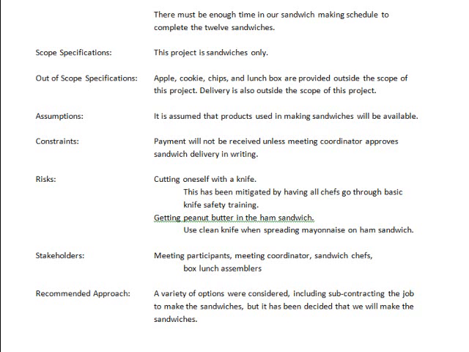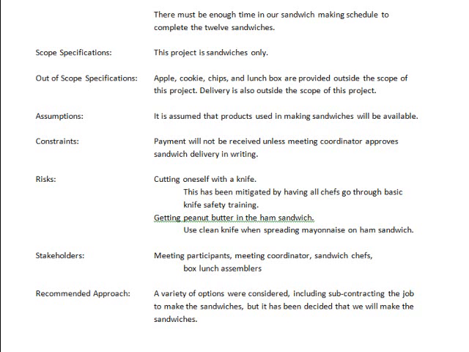Another risk, if you use a knife that isn't clean, you might get peanut butter transferred into the ham sandwich. So in order to make sure that doesn't happen, you're going to use a clean knife when spreading mayonnaise on the ham sandwich. Simple enough. Next area is stakeholders. And there's primary and secondary stakeholders. Right now I've just listed primary stakeholders. In this case, our meeting participants, meeting coordinator, sandwich chefs, and box lunch assemblers.